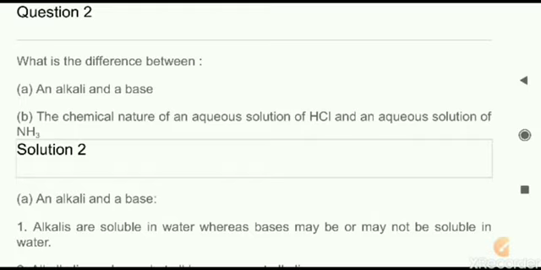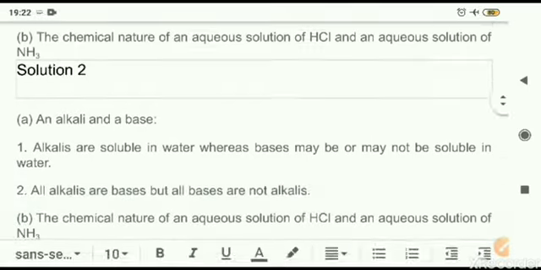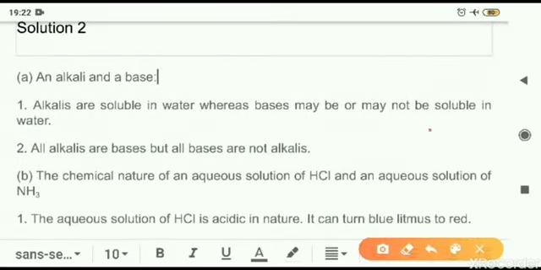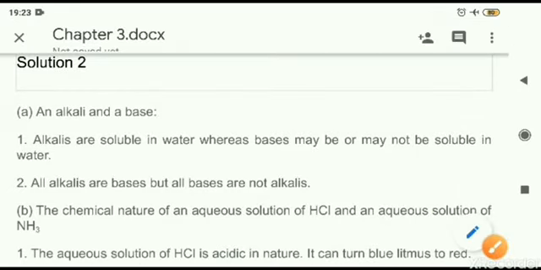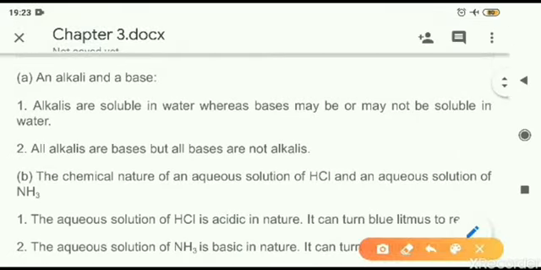Alkalis are also bases only. So here we'll see the difference. Alkalis are which bases? They are the soluble ones. The bases which are soluble in water, whereas on the other side the bases may be or may not be soluble. The bases are water soluble, also water insoluble, so they may be or may not be soluble in water.